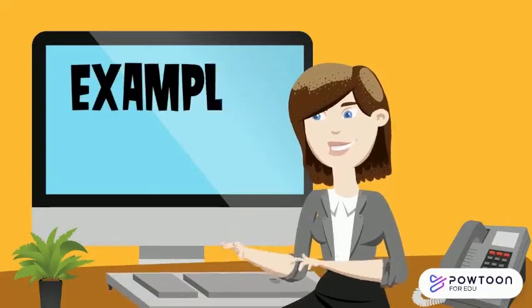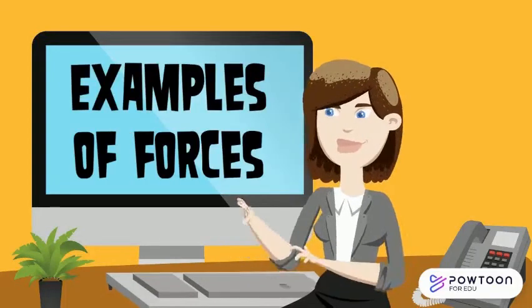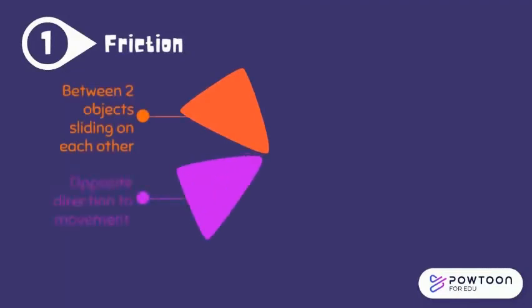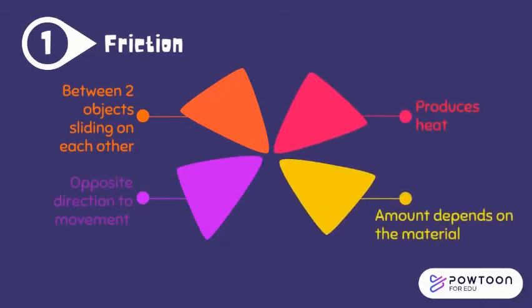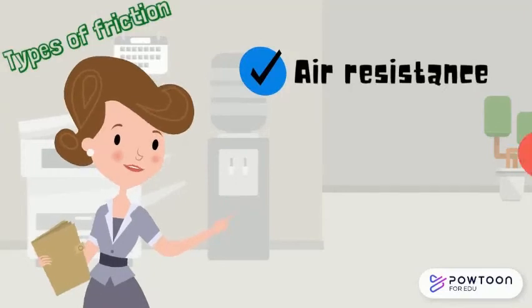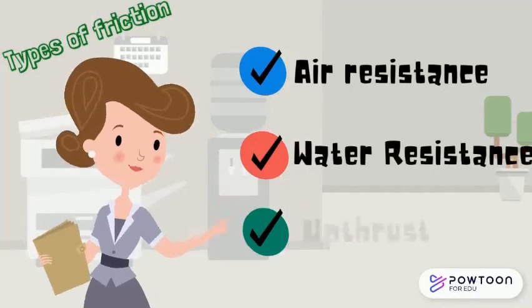So, now let's take a look at some examples for forces. First, we have friction. This takes place between two objects which are sliding on each other, and it's always in the opposite direction to the movement. The amount of friction depends on the material it is acting on, and friction always produces heat. So, here are some types of friction: air resistance, water resistance, and upthrust.